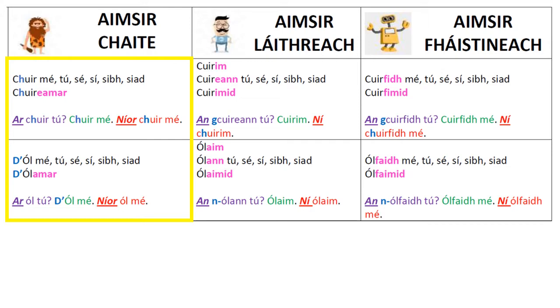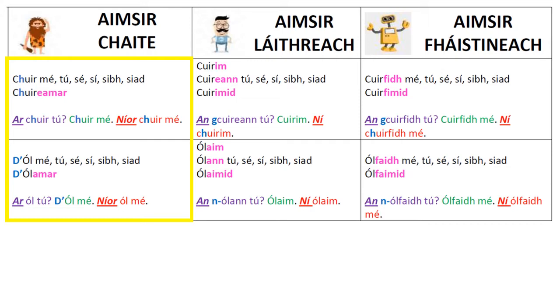The next thing we need to look at here is how do we do questions and answers. So in the past tense, you'll see it underlined here, ar. Ar chuir tú? Did you put? Ar is my question word for the past tense. And you'll see it there with ól. Ar ól tú? Did you drink? Now, if I want to say yes, I just say the verb back to them. I say chuir mé. Yeah, I did put. Or d'ól mé. Yeah, I did drink. But if I want to say no, I didn't, I use níor. Níor chuir mé. I didn't put. Níor ól mé. I didn't drink.